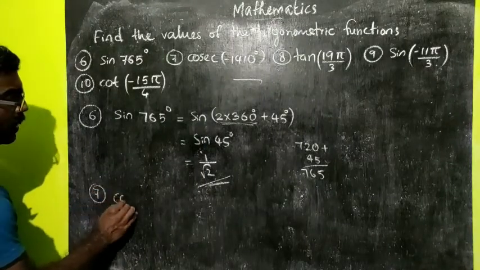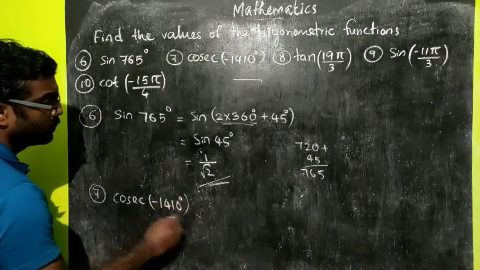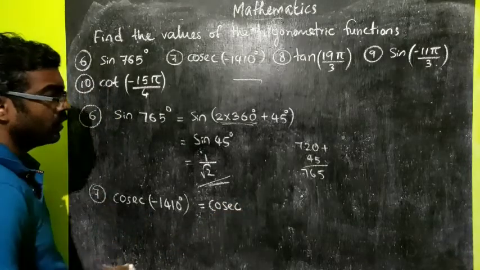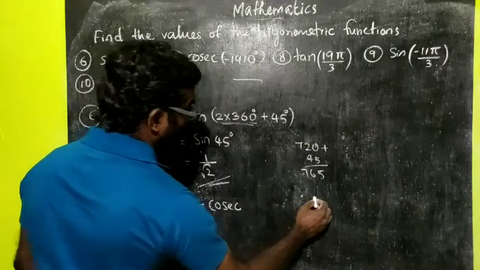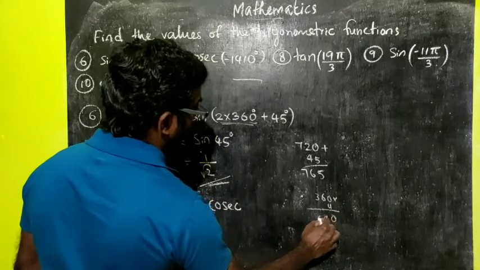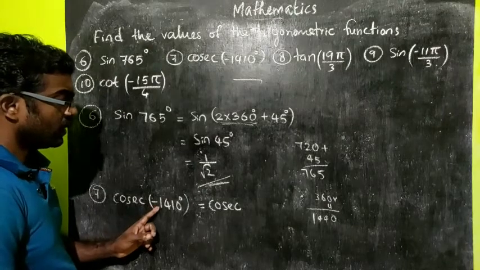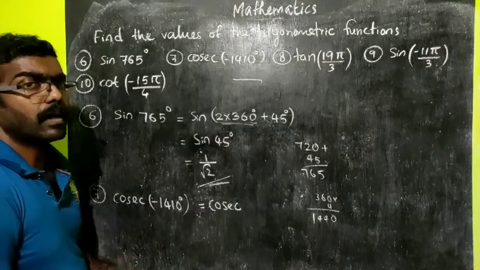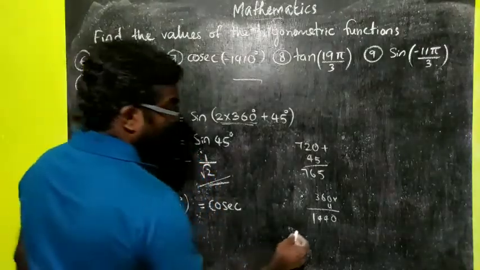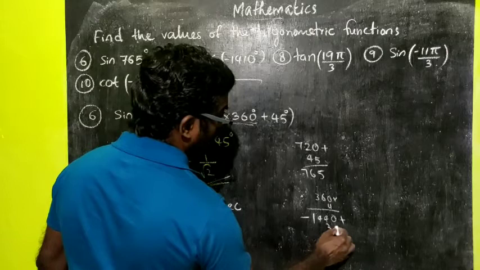Similarly, we can do the next one. Question number 7. Cosec minus 1410 degree, which is equal to cosec. Here also we have to find the multiple of 360. 4 times 360, 4 into 4 is 16, 0, 4, 4. 1440, and here it is minus 1410. Okay, negative angle. That means the rotation is in the clockwise direction.